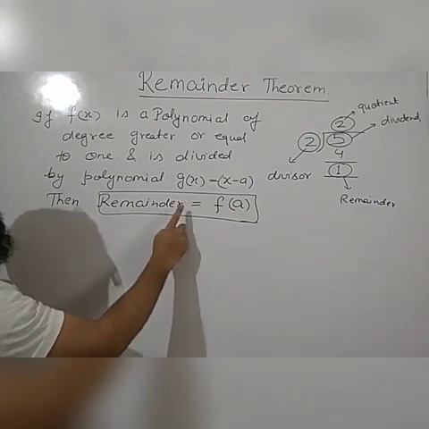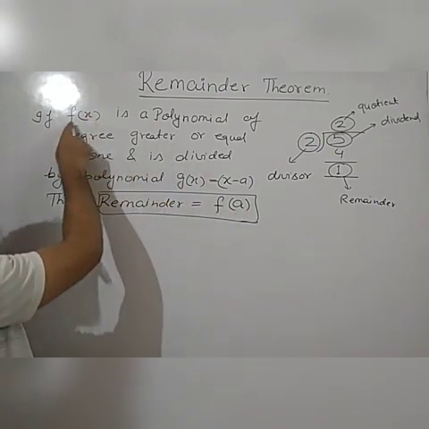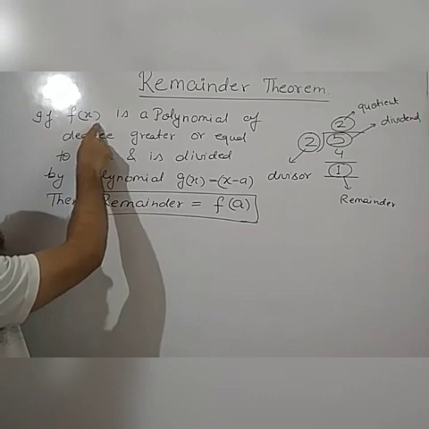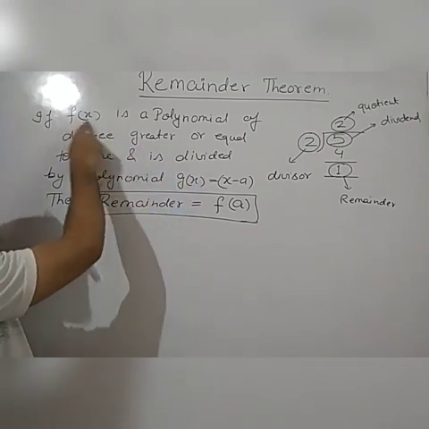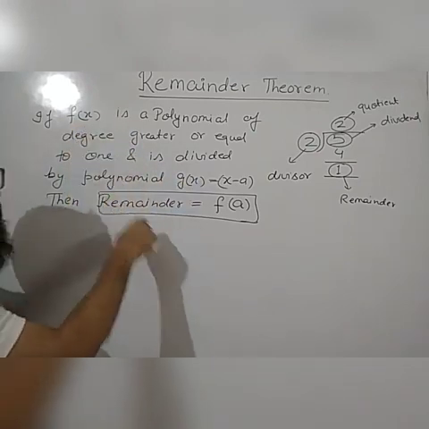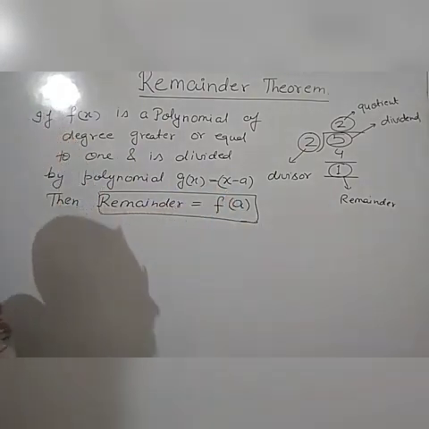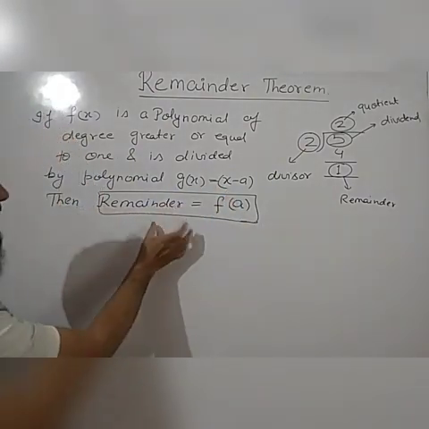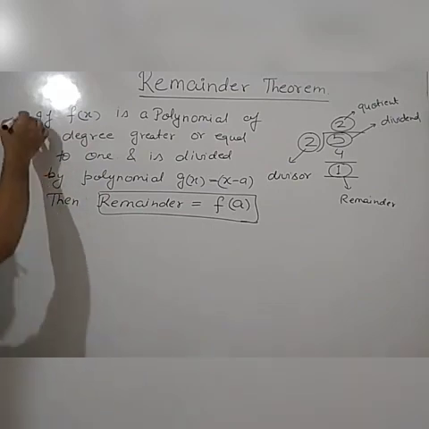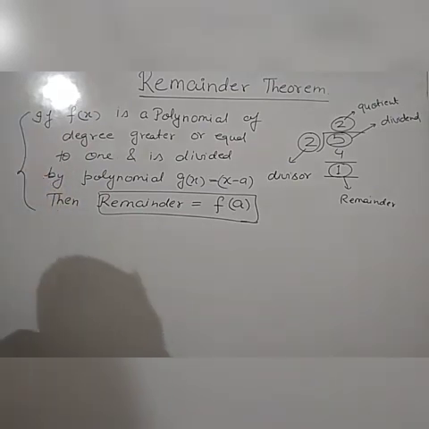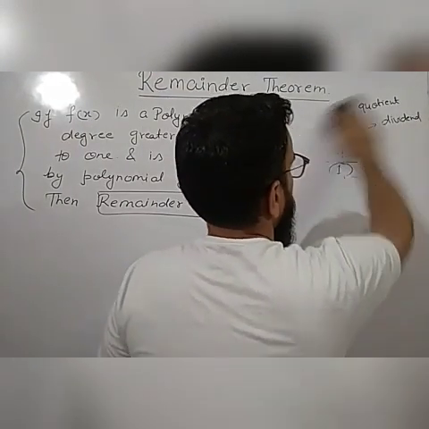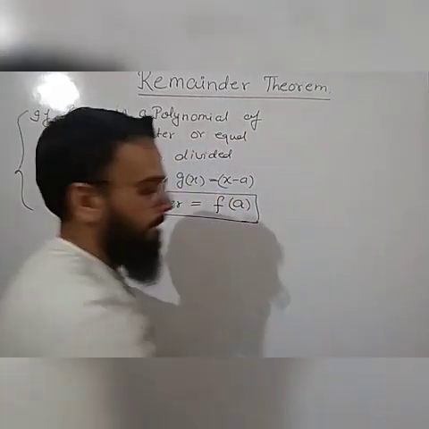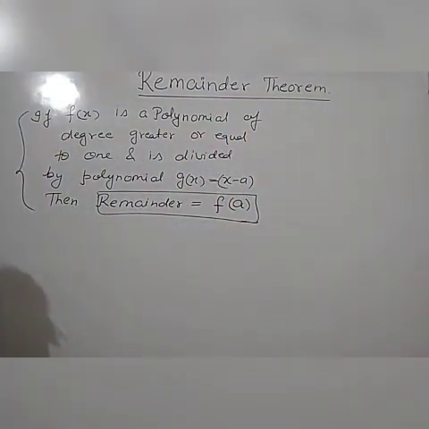What does it mean? f(a) is the value of the polynomial which is divided by g(x). It is the value of this polynomial at which point? At x = a. This will be the remainder, and this particular statement is known as the remainder theorem. Clear? Now how will we use it? Let us take an example.